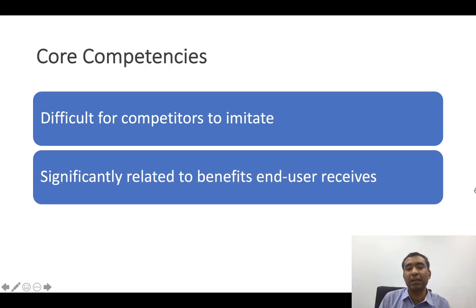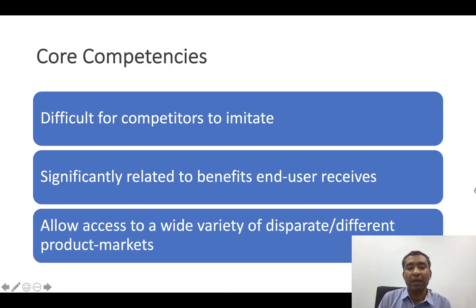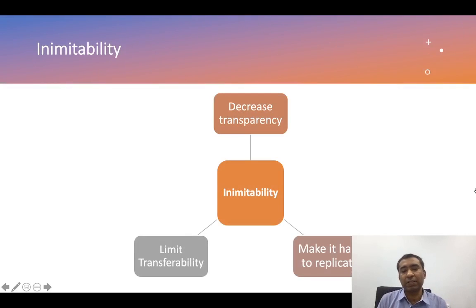The second thing is that it is significantly related to the benefits of the end user, which means your core competency should create some value for the customer, for the end user. And finally, it should allow you access to new markets, disparate markets, the people who are willing to buy these competencies. Okay, that is very important for any competency. So the core competencies are rare, they allow you to explore new markets, and they are customer specific, meaning they have some benefit for the end user.